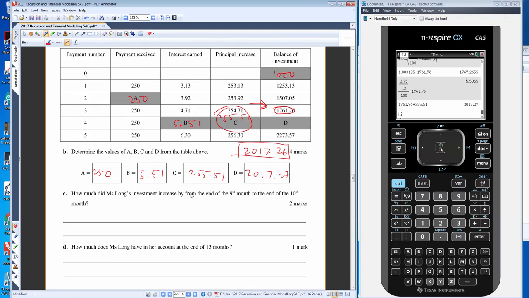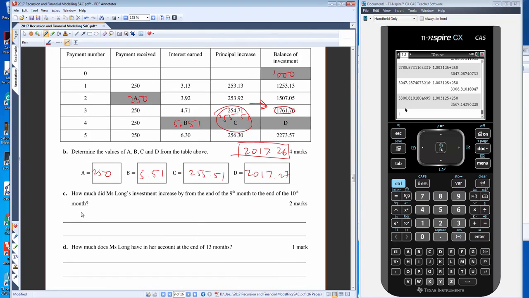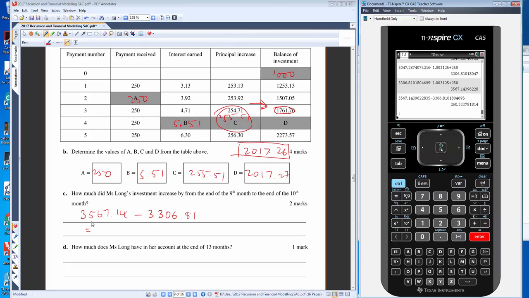Okay, how much did Ms. Long's investment increase by from the end of the 9th month to the end of the 10th month? For this one I think the best way to do it is to run the recurrence relation in your calculator. So there is the initial value, 1.003125 plus 250. So first month, second month, third month, fourth month, fifth month, sixth month, seventh month, 8th month, 9th month, and 10th month. Let's just leave that on the calculator, and what we needed to do there was go 3567.14, subtract the previous month, which was the 9th month, 3306.81. So that's that amount there, subtract that amount there, and it was 260.33.